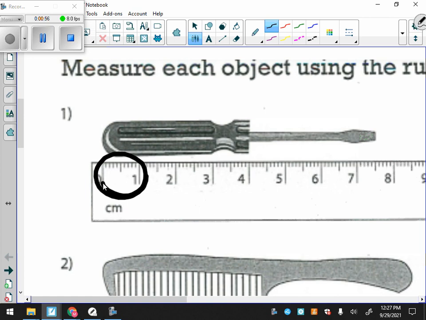So, how many millimeters? 10 millimeters in 1 centimeter. Write it down. Pink paper. 1 centimeter equals 10 millimeters.